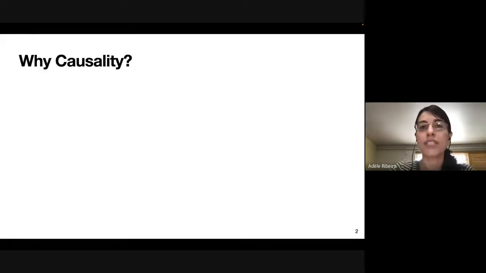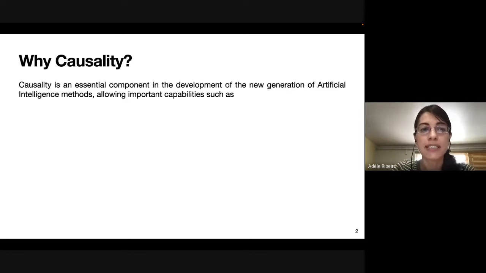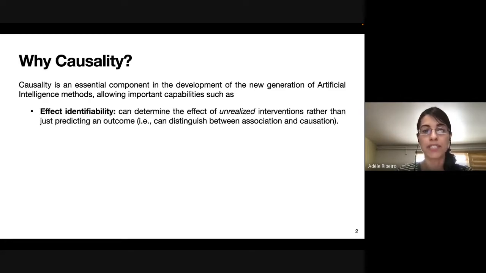So first, why causality? Why is this so important for us now? Causality is an essential component in the development of the new generation of artificial intelligence methods, because it allows a lot of capabilities. For example, first, effect identifiability. This means that we can identify or determine the effect of some unrealized interventions instead of just predicting an outcome. So this is the difference between association or correlation and causal relationships.